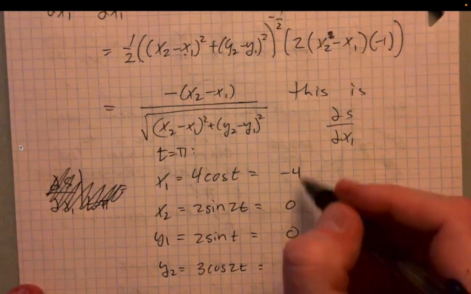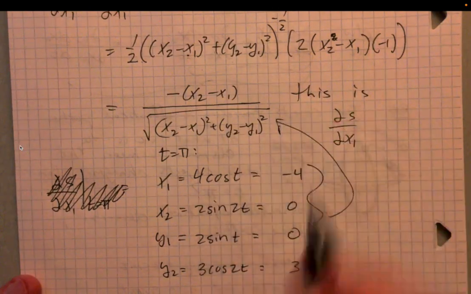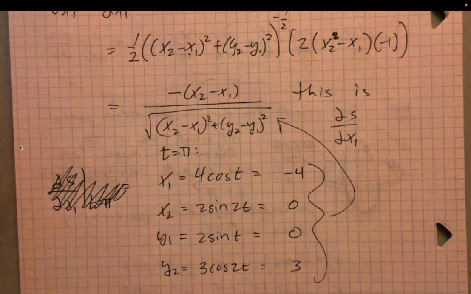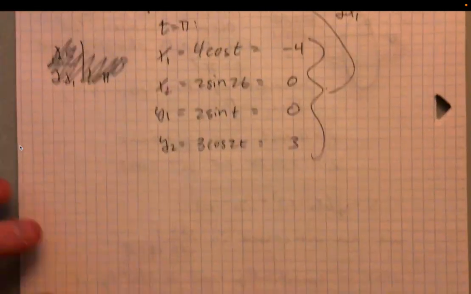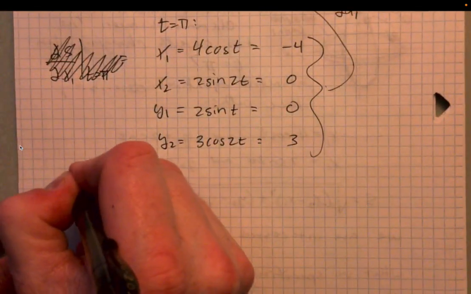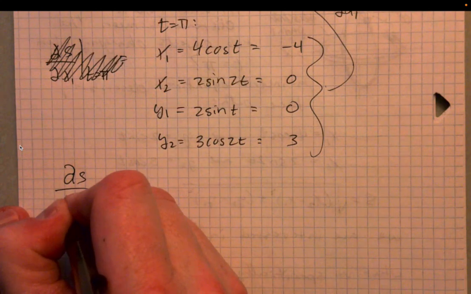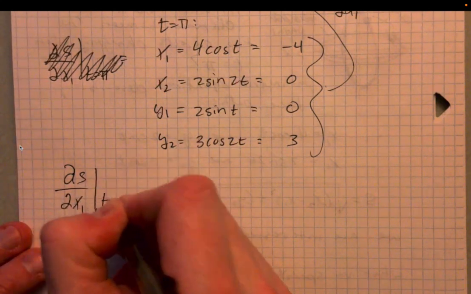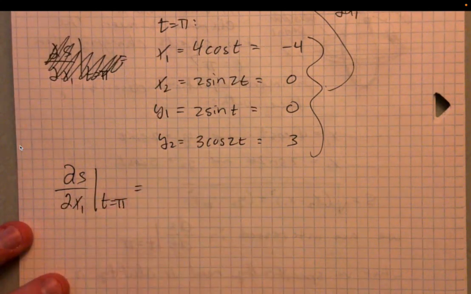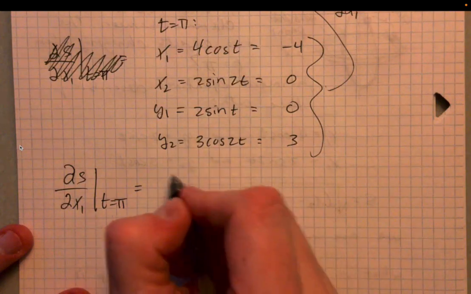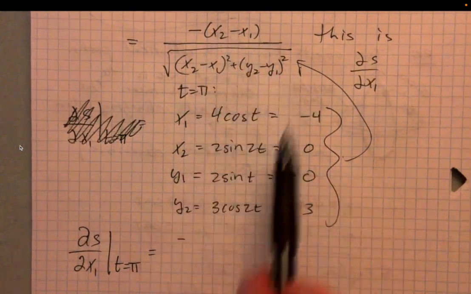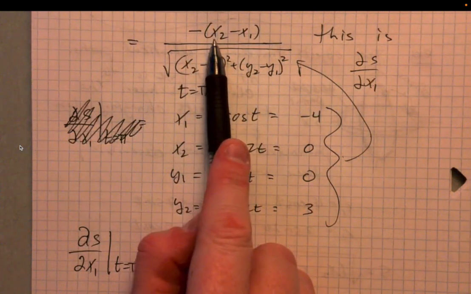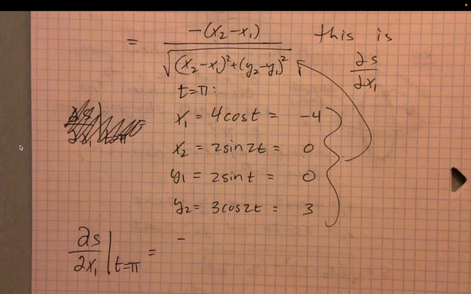Okay, now these values here can be used to evaluate this derivative at a specific value of t, right? So let's do that. So del s, del x1 when t equals pi, what do we get? Well, that's going to be negative, and again, I'm just using what's right here, and I'm plugging in what is x2 when t is equal to pi? Well, it's 0, and so on.